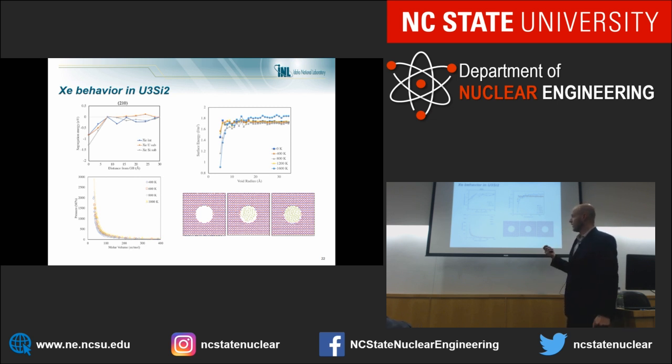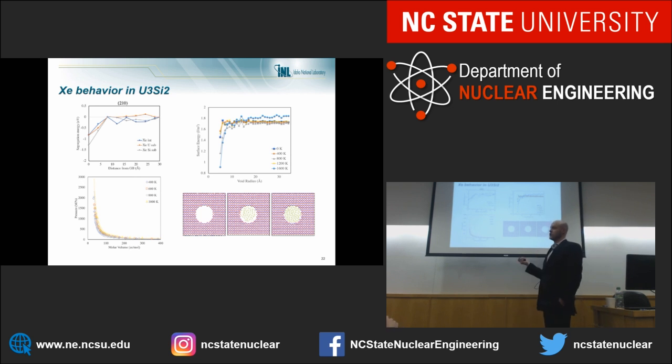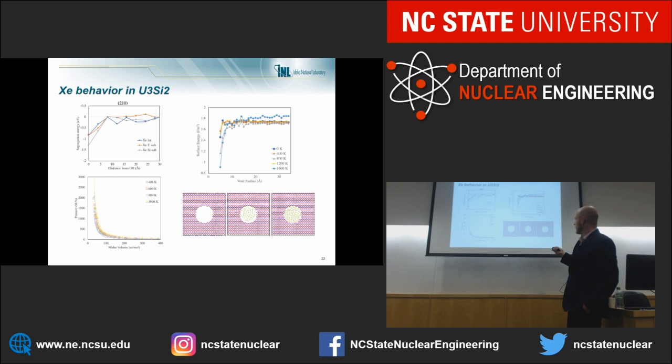We were able to get a new equation of state for xenon bubbles in these systems. Here I'm looking at an example system where you can barely see the atoms inside the bubble. The red atoms are uranium, the blue are silicon, and then the yellow ones here that don't show up are xenon atoms in these systems.